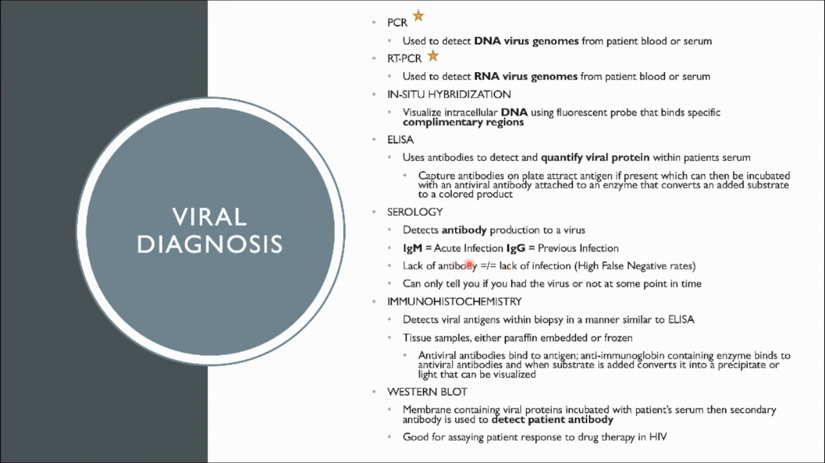There's also the problem where you get false positives or false negatives. There's also something called a window period where the class switching between IgM and IgG actually produces no antibody at all. And so you can get a false negative result where you see no antibody and you say, oh, well, you're not infected. But in reality, it's just because it's in the process of changing over. So long story short, serology, which can be useful, is not great.